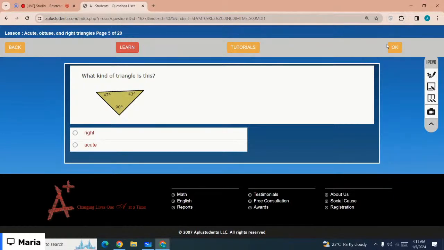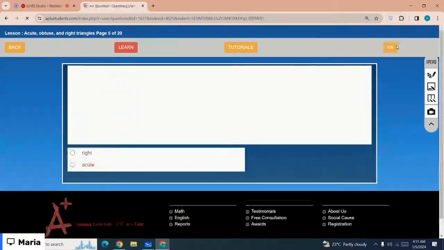The correct option is yes, because that is a right triangle. One of the angles is exactly 90. So the triangle is a right angle triangle. Got it?